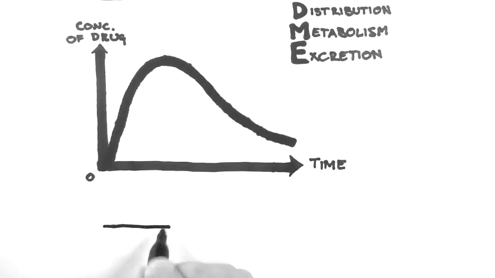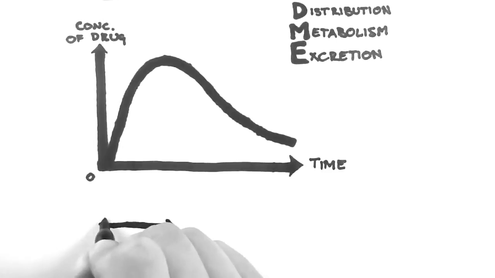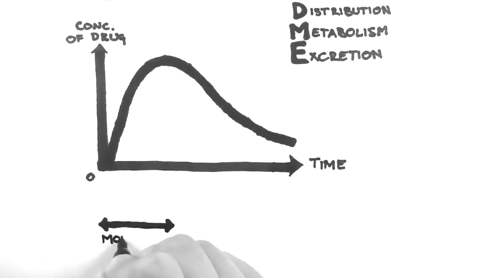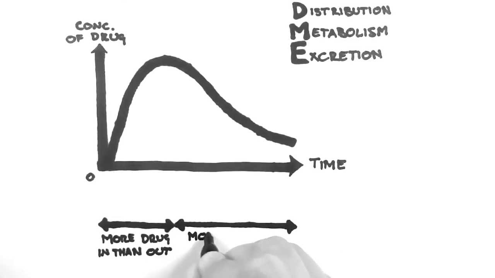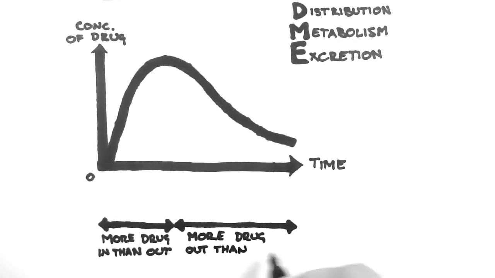So looking at this graph, we can see that in this section, the drug enters the body faster than it is being removed from it. Therefore, the concentration of the drug in the body increases. Then, after the peak of this graph, the drug is being removed from the body faster than it is entering. So the concentration of the drug in the body starts decreasing.